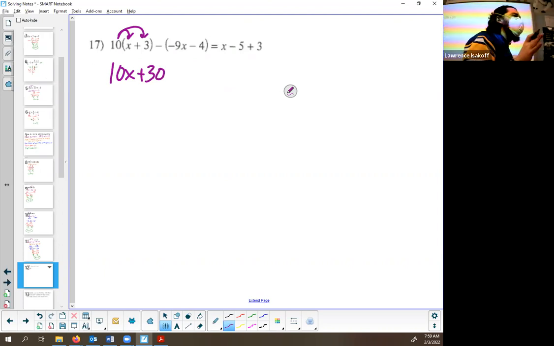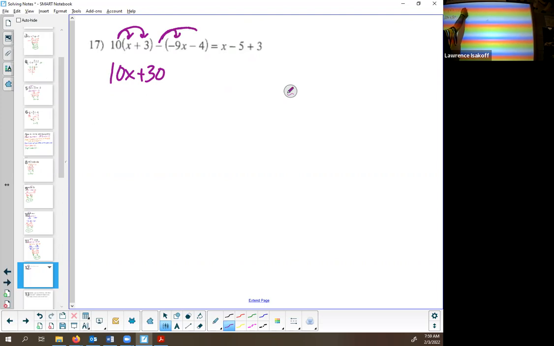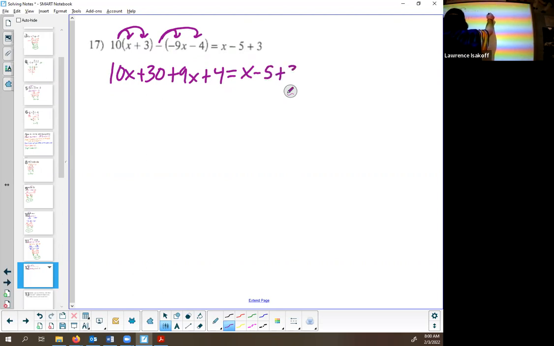Now the next distribution, I know everybody in here can handle it, but sometimes we just forget what to do here. Since it's a negative in front, I still need to distribute the negative. So it's like multiplying everything in here by -1. So -1 times -9 turns into a positive 9x. -1 times -4 turns into a +4, is equal to x minus 5 plus 3.